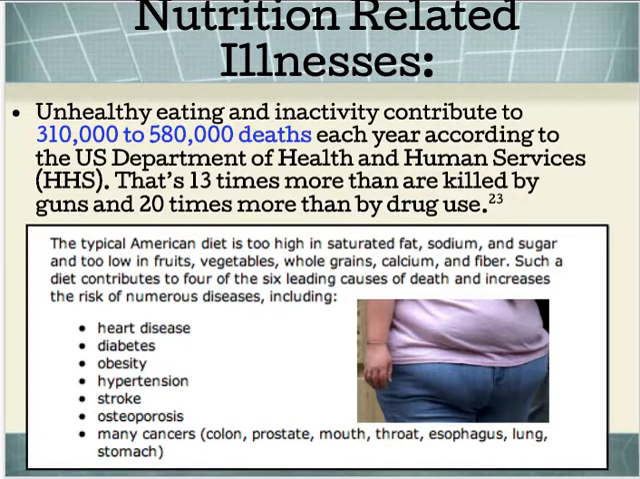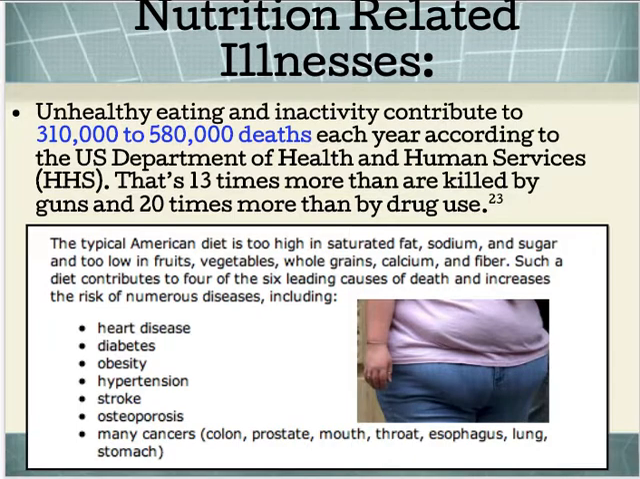So, nutrition-related illnesses. Unhealthy eating and inactivity contribute to 310,000 to 580,000 deaths each year, according to the U.S. Department of Health and Human Services. That's 13 times more than are killed by guns and 20 times more than by drugs. So that's a huge number.